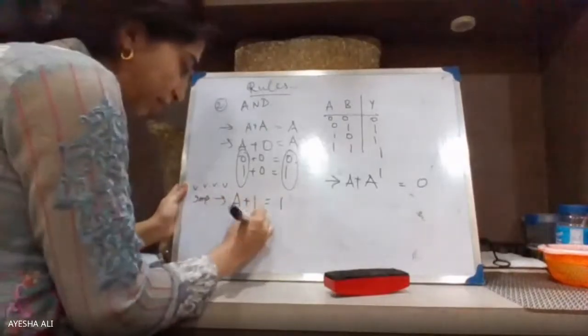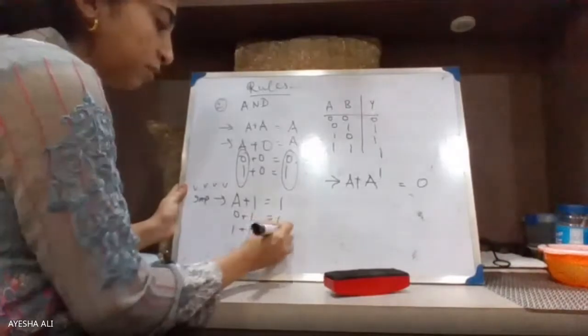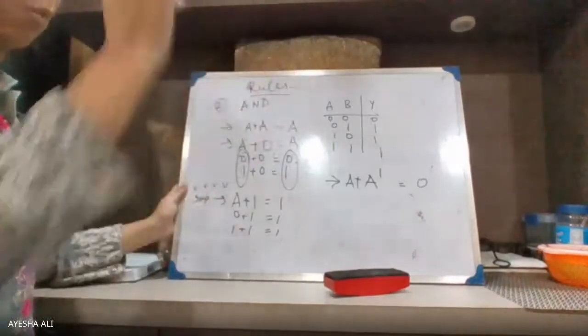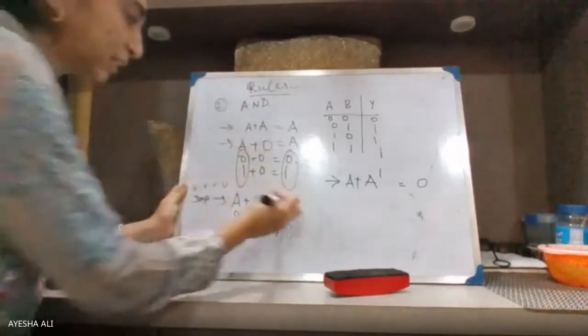This A plus 1 is extremely important. Very, very important. This will be 1. 0 plus 1 is 1, 1 plus 1 is 1. So if there is a variable plus 1, always remember the answer is 1.